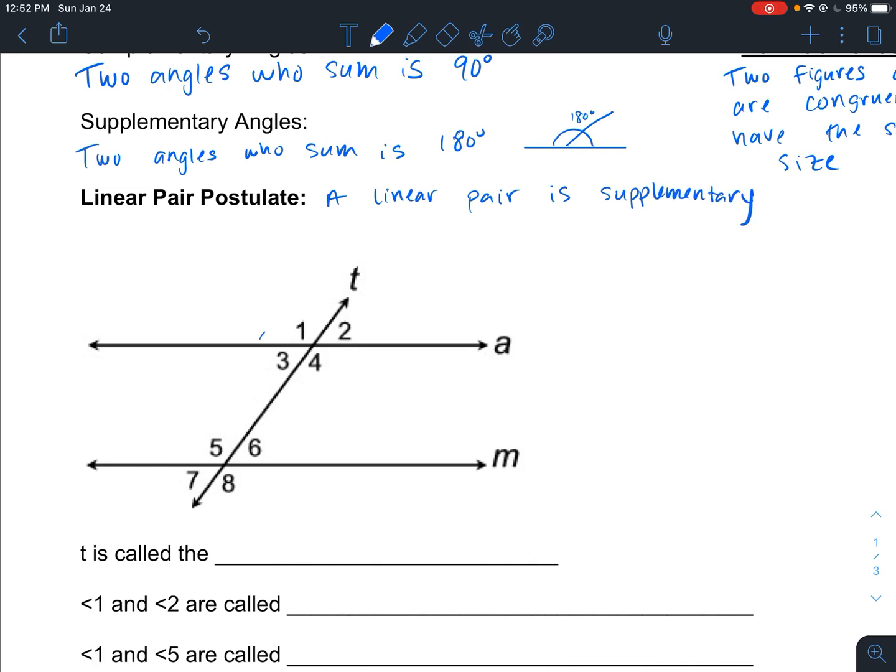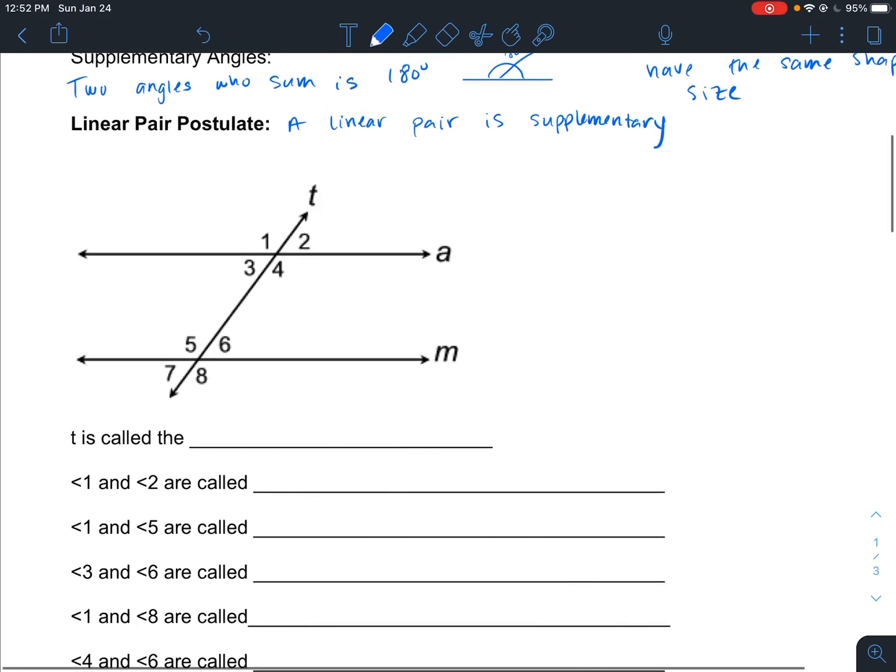Again, these two angles right here make up a linear pair. From this postulate, it tells us that these two angles added together is 180 degrees. That's what supplementary means. So that is the linear pair postulate.